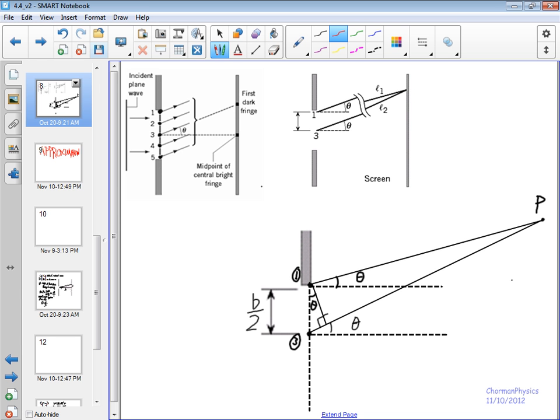What we're going to assume is that we have a line connecting point 3 to the midpoint of the central fringe, and then we have some distance here that's going to be the distance to the first dark fringe, okay? Now, the angle from the line connecting the midpoint of the central bright fringe and point 3 to that first dark fringe, we're going to call that theta. That's a very, very important angle. That's the angular separation that I've been talking about in the previous slide.